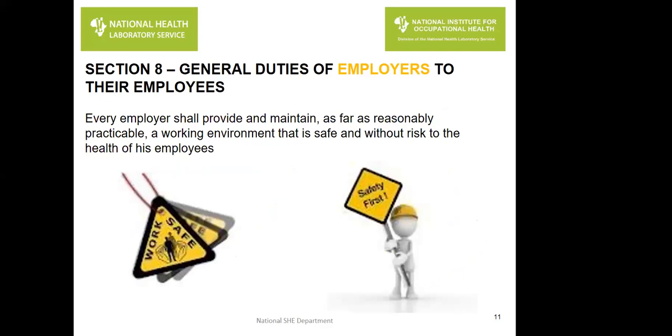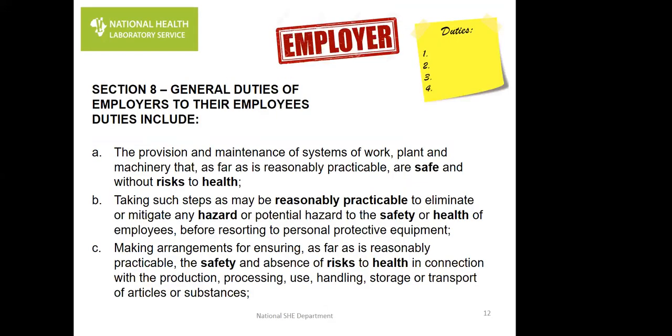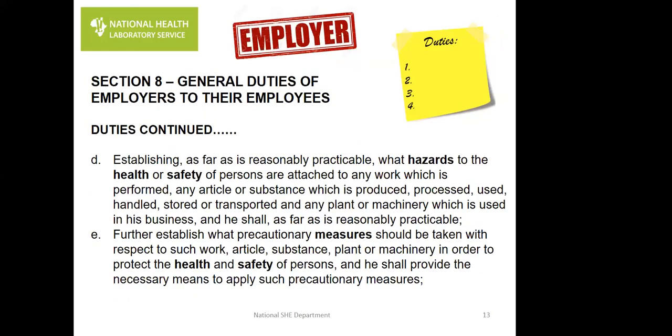Moving on to section 8, general duties of employers to their employees. Every employer shall provide and maintain, as far as reasonably practicable, a working environment that is safe and without risk to the health of his employees. So basically what this involves is providing systems of work, plant and machinery that is safe and without risk, taking steps to mitigate or eliminate hazards or potential hazards, making arrangements as far as reasonably practicable for the safety and absence of risks in connection with the work, establishing what hazards to health and safety are attached to work, and what precautionary measures should be taken in respect of the hazards.